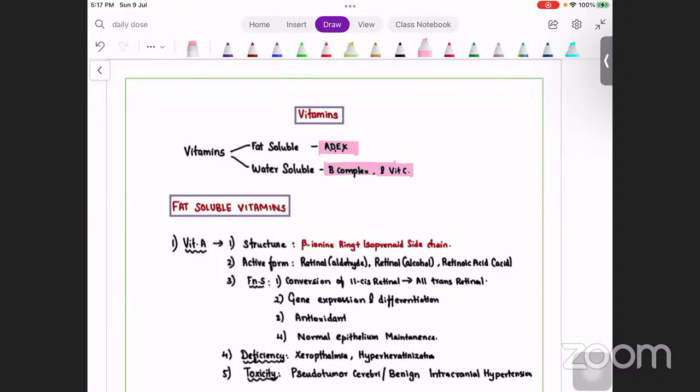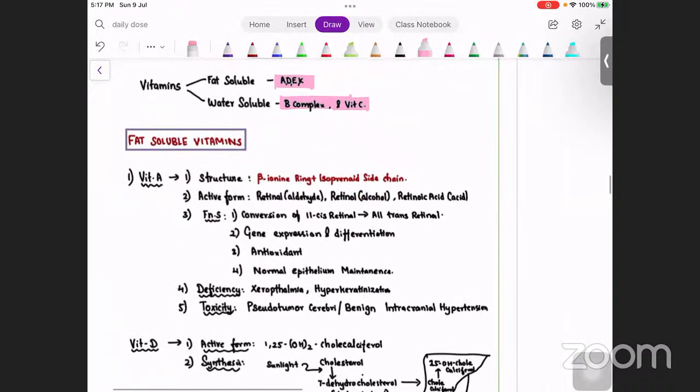Okay, fine. Among the fat-soluble vitamins, we will discuss first one by one. The first one we are going to talk about is your vitamin A. The structure of vitamin A was well asked once in an MCQ as a beta ionone ring plus isoprenoid side chain. What was that? Beta ionone ring plus isoprenoid side chain. And what are the active forms of vitamin A?